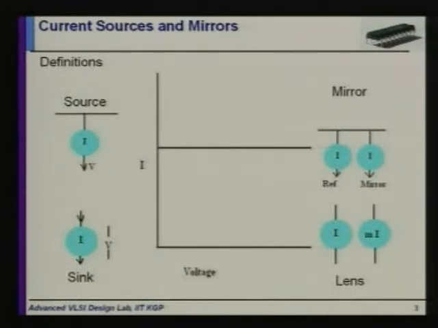But in some cases we may need a magnified version of the current. In that case, that particular circuit or system is called a lens, because we will get M into I, where I is the reference current and M is the magnification factor. It may be M greater than 1 or M less than 1, whatever we require.